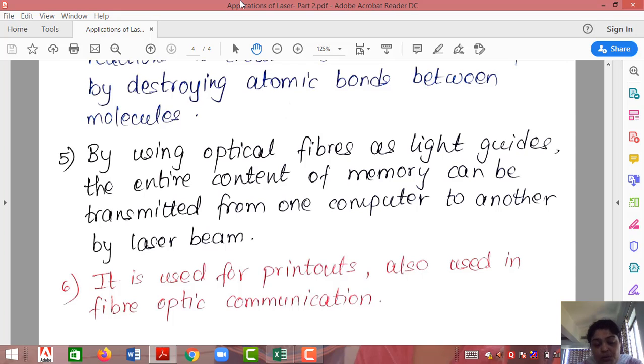So entirely using laser, all the data from one computer can be transmitted to another computer through the laser beam only. So that laser beam is not direct, it is through a cable which is connected between the two computers or between the two parts where we need data transfer. So laser is actually a light guide which will copy the content from one to the other without getting absorbed, without getting disturbed. Laser is also used for fast printouts and it is also used in fiber optic communication.